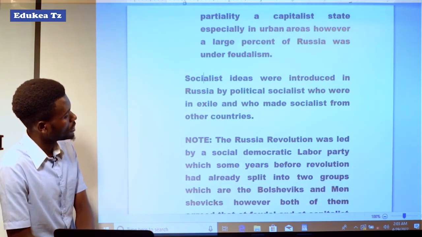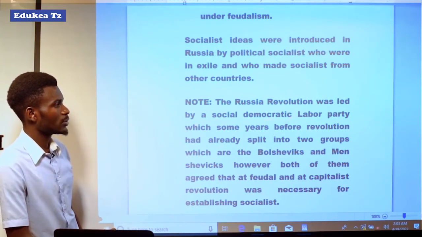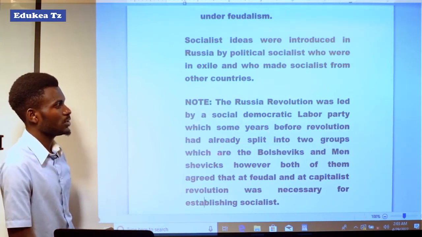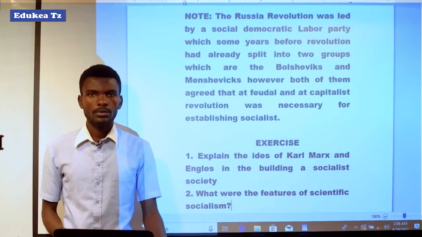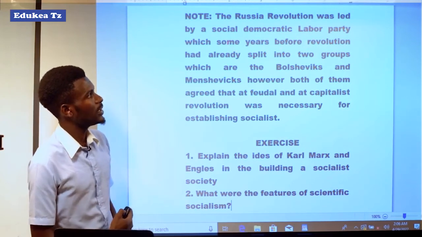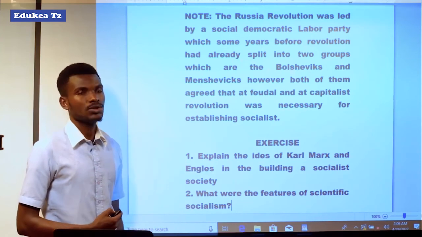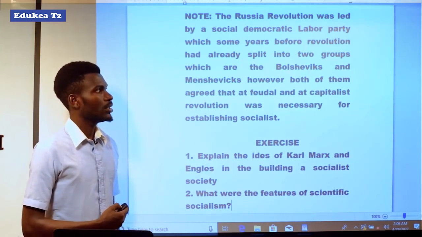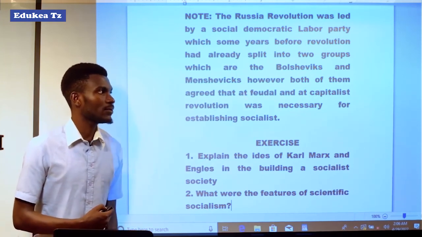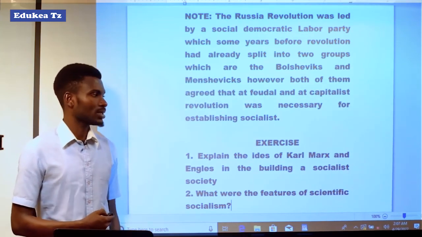Something which we have to note in our minds: the Russian Revolution was led by the Social Democratic Labour Party, which some years before the revolution had already split into two groups, the Bolsheviks and the Mensheviks. However, both of them agreed that a feudal and capitalist revolution was necessary for establishing a socialist society.